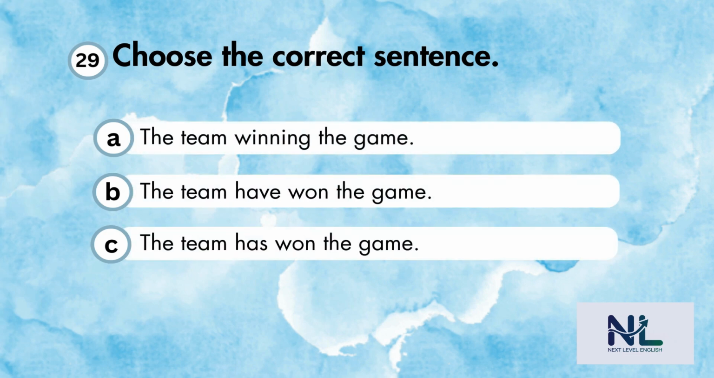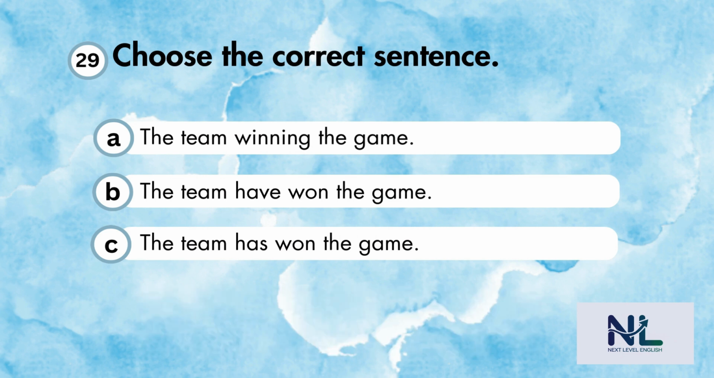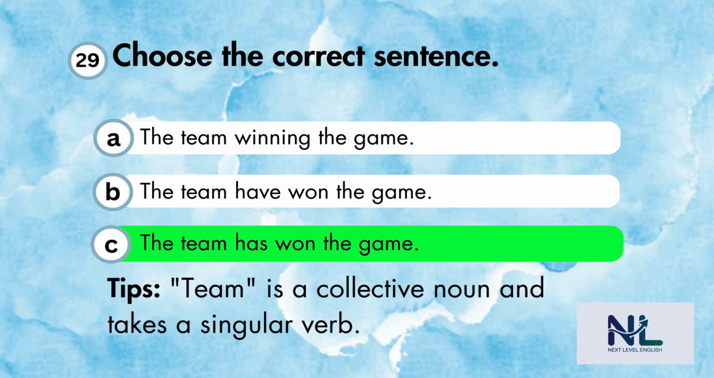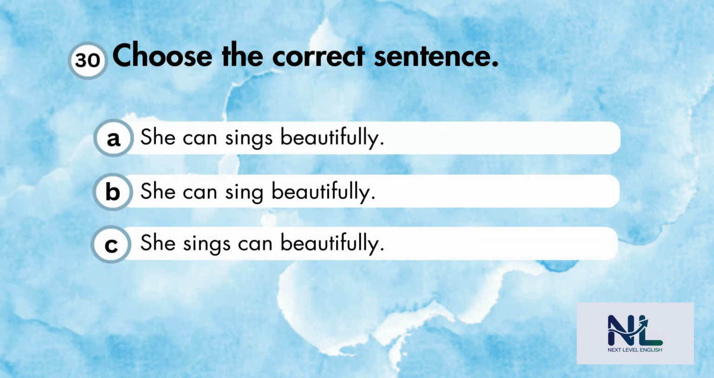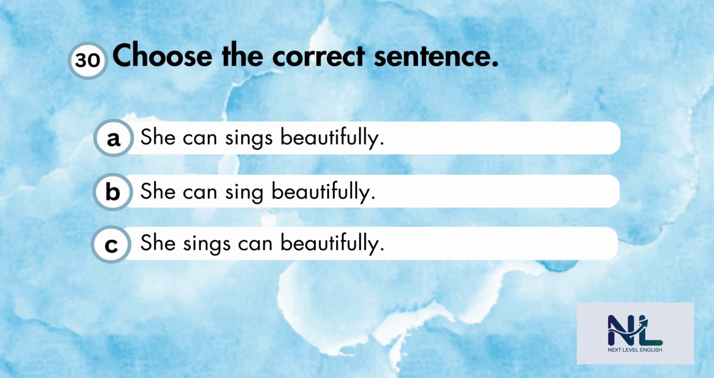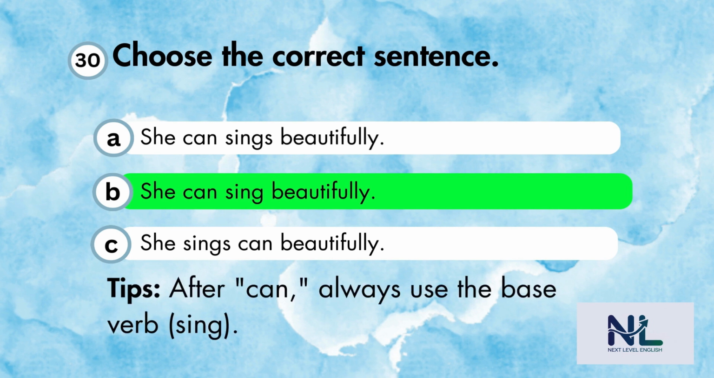29. Choose the correct sentence. The team has won the game. Tips: team is a collective noun and takes a singular verb. 30. Choose the correct sentence. She can sing beautifully. Tips: after can, always use the base verb, sing.